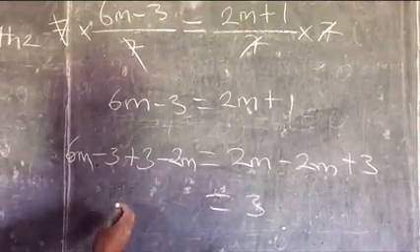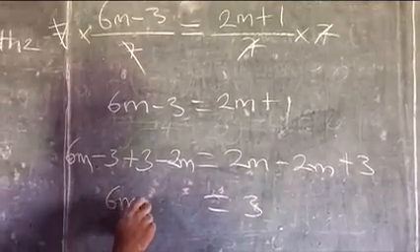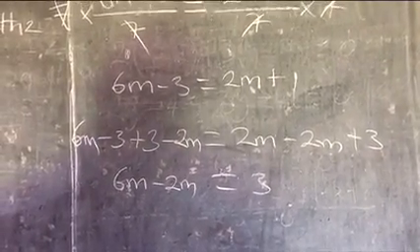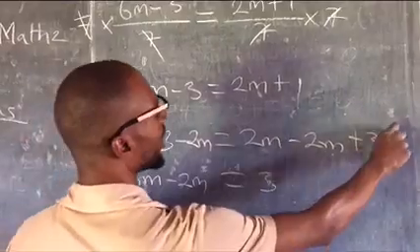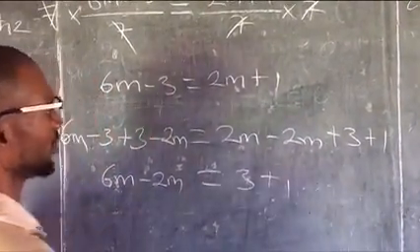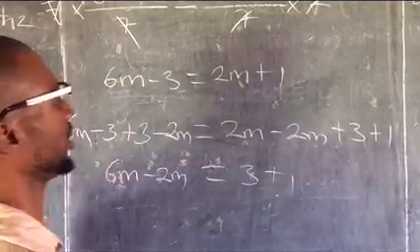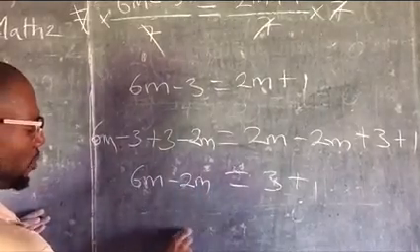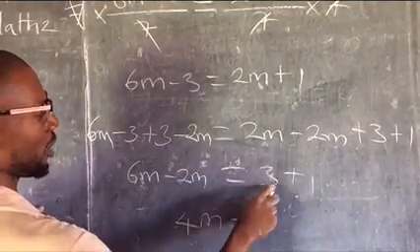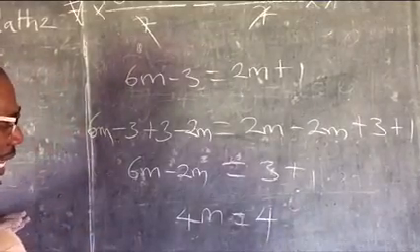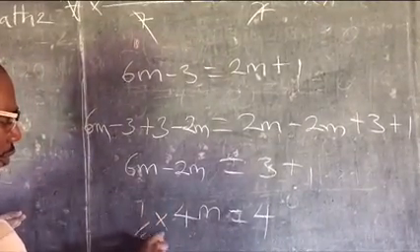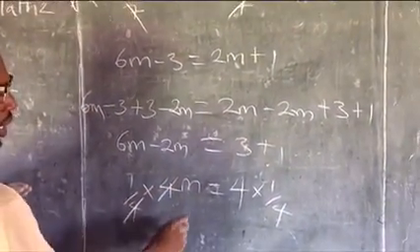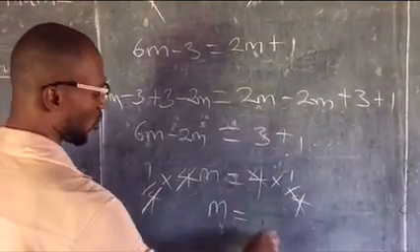What did I get? 6m minus 2m, and plus this one right here, plus 1. So we do 6m minus 2m, and we get 4m. Then 3 plus 1 gives me 4. Then I will times both sides by 1/4, because I want to turn this one to 1. So this one will cancel this one, and I will get m is equal to 1.